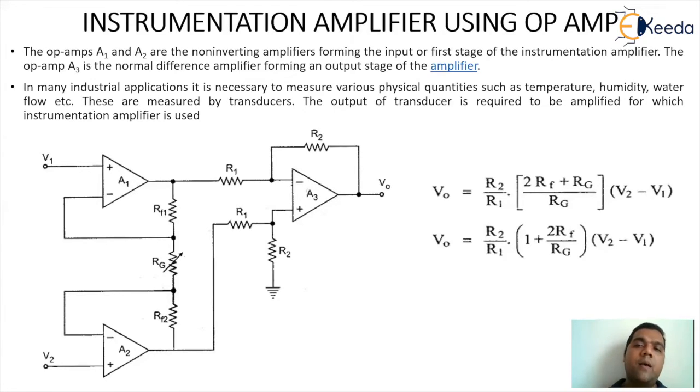In many industrial applications we use physical parameters like temperature, humidity, water flow, so we use transducer circuitry to measure them, and the output of the transducer is required to be amplified, and that is done with the help of an instrumentation amplifier. So it is basically a practical amplifier circuit used in practical applications.